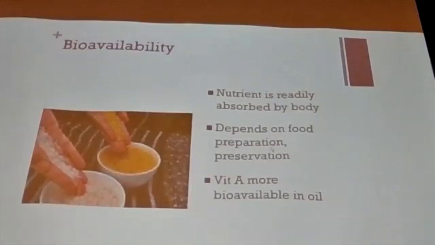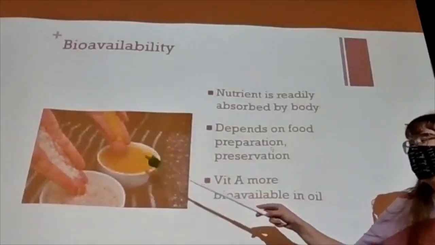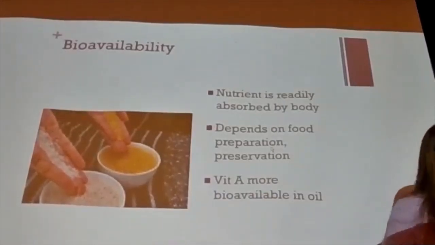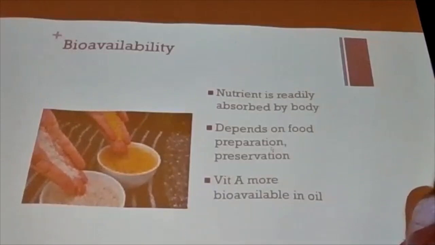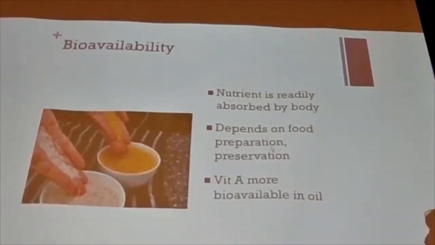So when we talk about our fat-soluble versus our water-soluble, our fat-soluble vitamins are going to be more readily bioavailable if they're in oils. This is a picture of some grain, rice, that has been grown to have extra vitamin A in it. They call it golden rice. And they particularly ask people to grow that in areas where there's a lot of vitamin deficiency to help protect the eyesight of people in those areas.